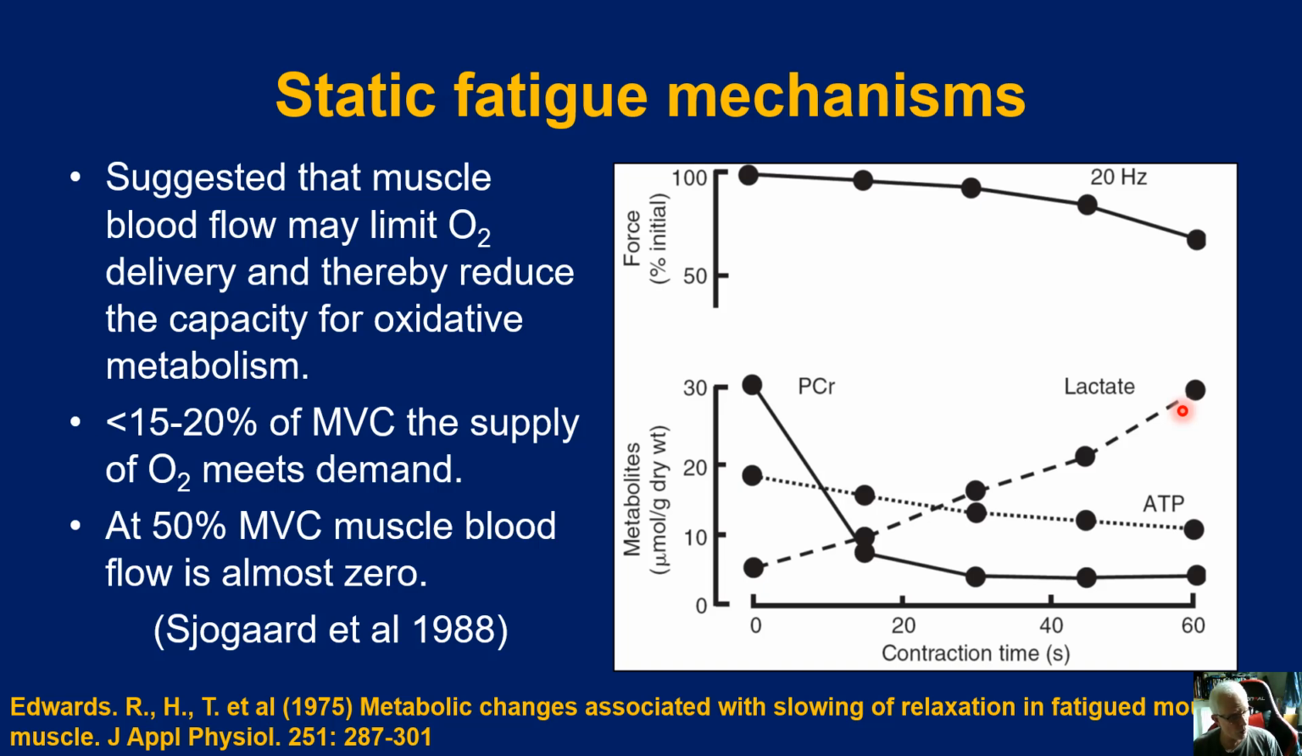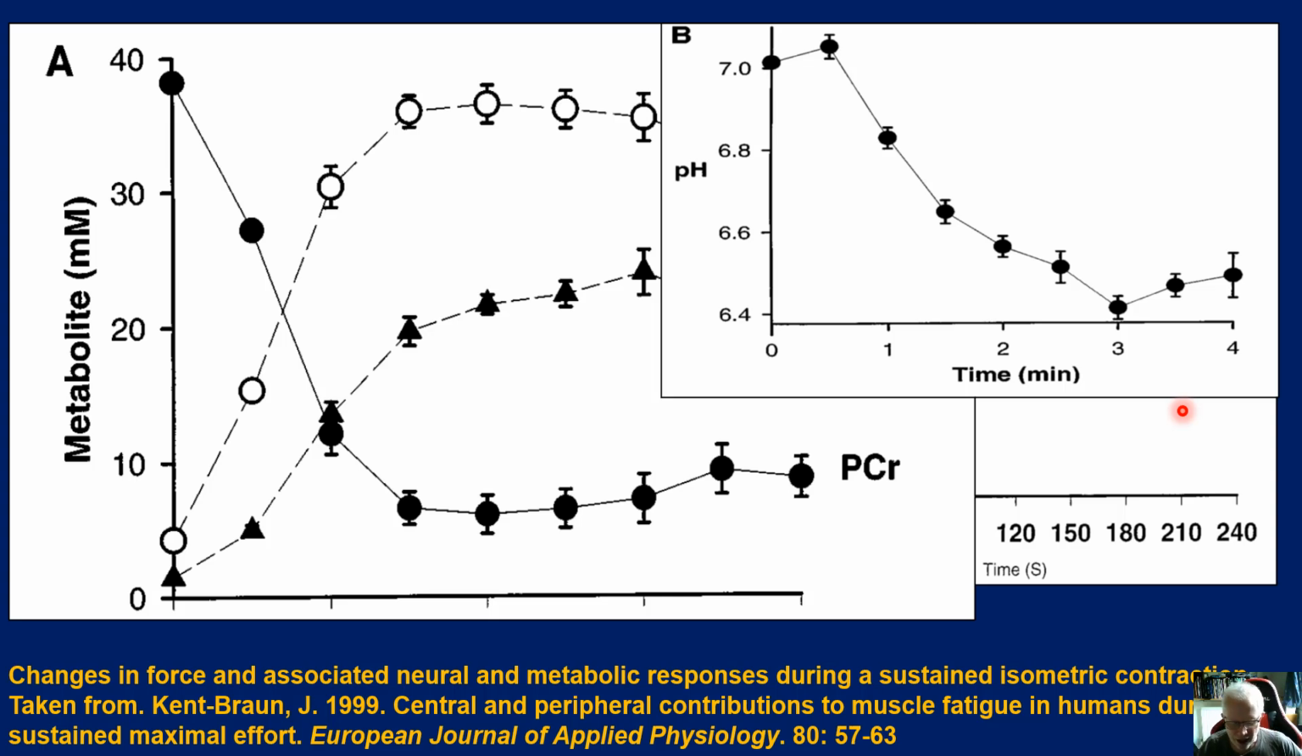And particularly when we're working beyond 50% of the MVC, we're certainly getting the impact also on venous outflow. So the net result is there's a lack of oxygen coming in, and a lack of clearance of byproducts from metabolism under isometric conditions. And we can see that in this schematic here.